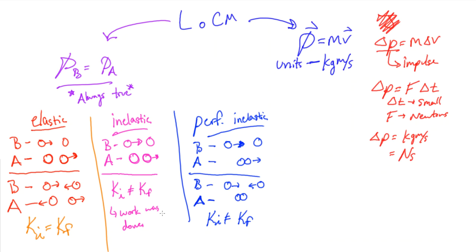You then might have to do a little bit more work of looking at their energies to determine if energy is conserved. If mechanical energy is conserved, it's an elastic collision. If mechanical energy is not conserved, then it's inelastic. Okay? Now, this is a lot of stuff just conceptually, but what does this look like mathematically?